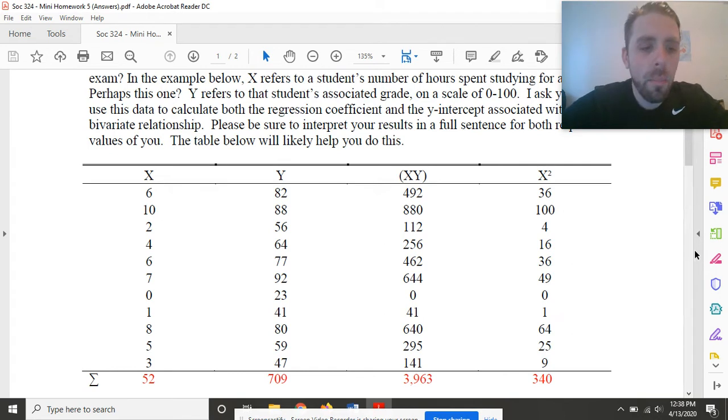So here's what I came up with. The summation of X I calculated to be 52. The summation of Y is 709. The summation of XY is 3,963, and the summation of X squared is 340.